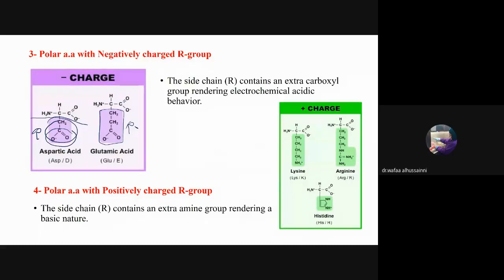And the last type is a polar amino acid with a positively charged R group. This one will have an extra amino group with it. You can see here, an extra amino group. Here, an extra amino group. So these are charged with a positive charge.